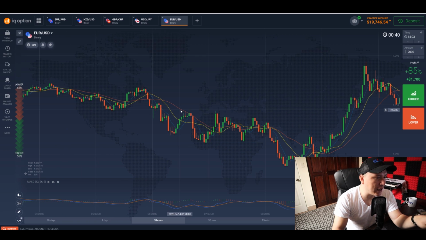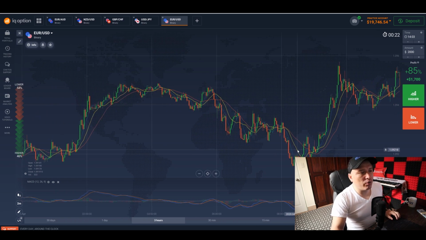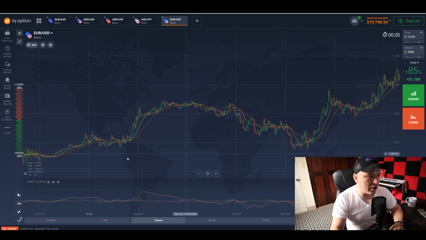So what you need to look at is that these lines are actually separated. For example, over here, you can see that they're separated. So it's a little bit more safe to actually enter the trade. Here, they are too close to each other. Here, they're separated. And if you notice, we got an in the money. So here's the first thing that you got to look at.